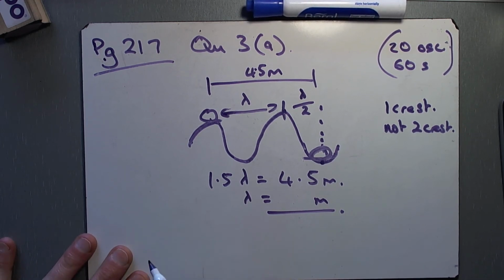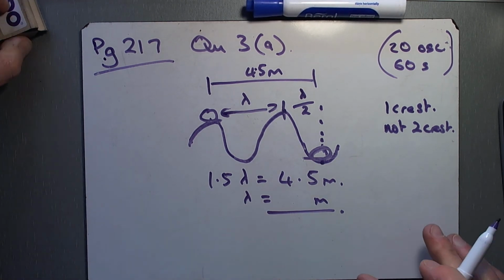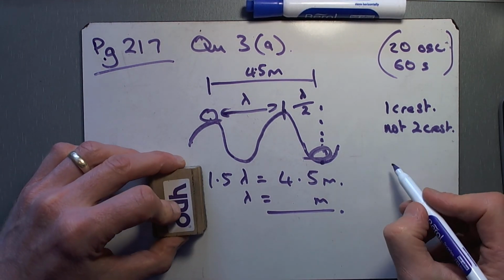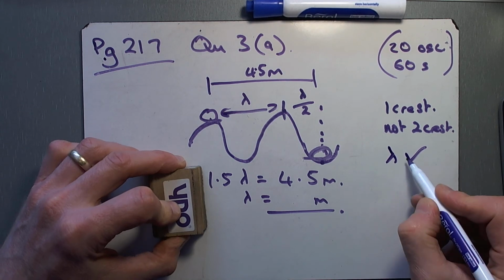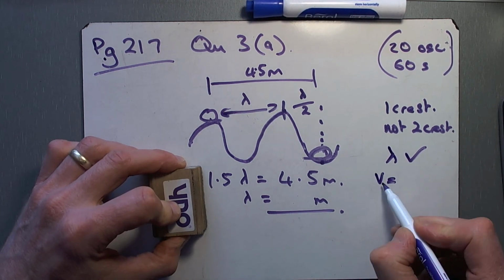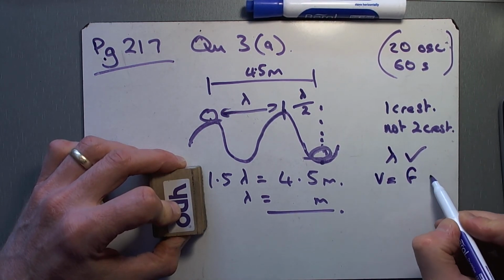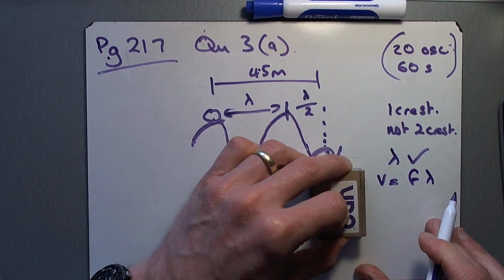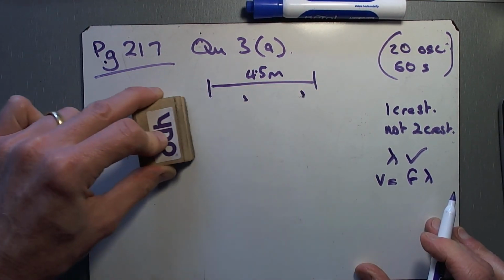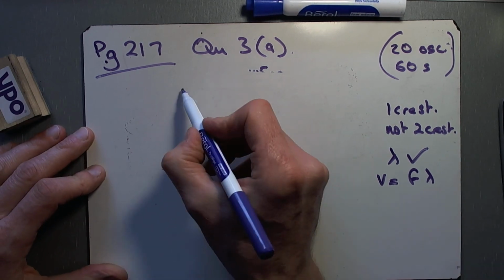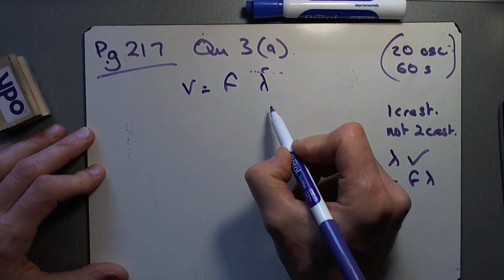And then it says, hence find the speed of the ripples on the surface of the water. So now we know what the wavelength is, and we need to work out the wave speed. We need to use our wave equation, v equals f lambda. We don't need the diagram now, really. So v equals f lambda, and we've worked out the wavelength.